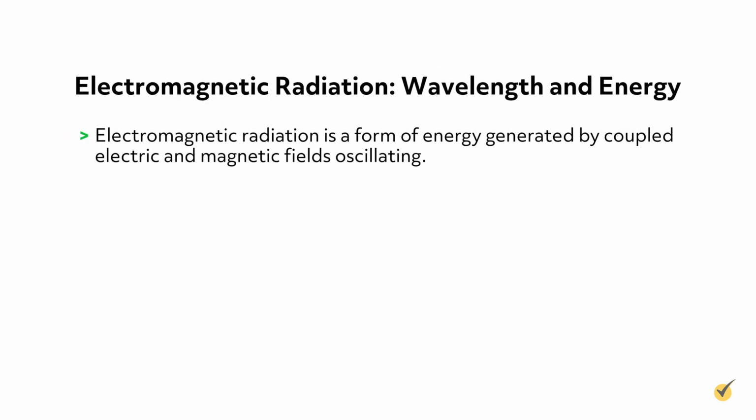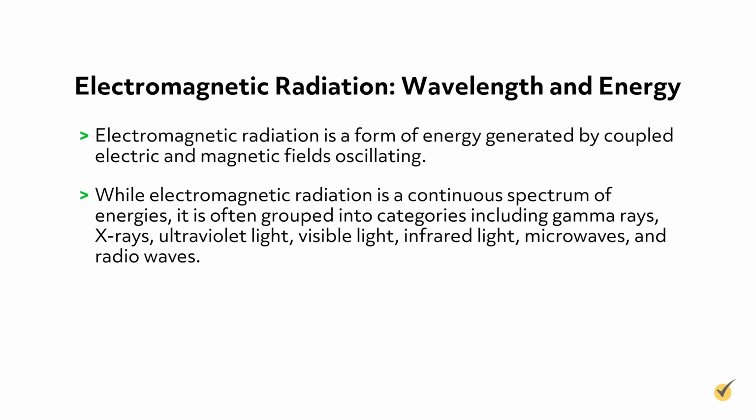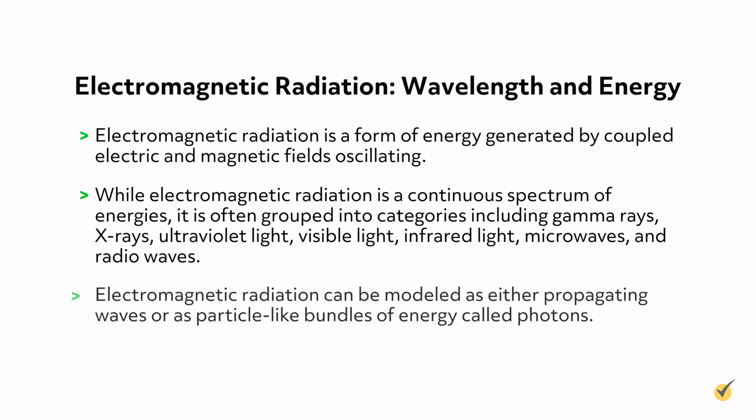Electromagnetic radiation is a form of energy generated by coupled electric and magnetic fields oscillating. While electromagnetic radiation is a continuous spectrum of energies, it's often grouped into categories, including gamma rays, X-rays, ultraviolet light, visible light, infrared light, microwaves, and radio waves. Electromagnetic radiation can be modeled as either propagating waves or as particle-like bundles of energy called photons. Electromagnetic radiation travels at the speed of light, and that speed also relates the wavelength and frequency of that radiation.